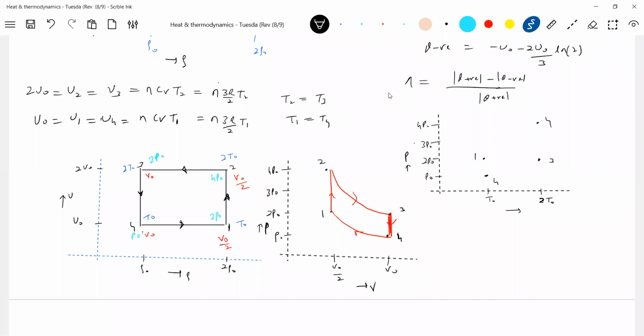So what is 1, 4? 1, 4 is an isochoric process. Isochoric process in a PT graph is a straight line passing through the origin. Then isothermal, then again a straight line passing through the origin. This is 1, 2.